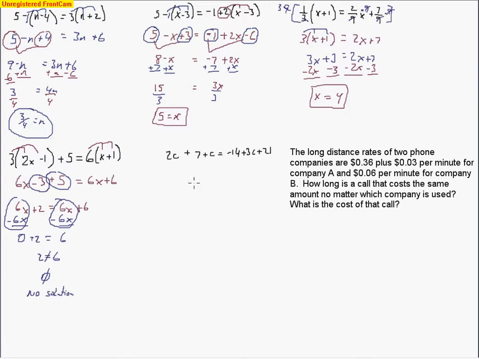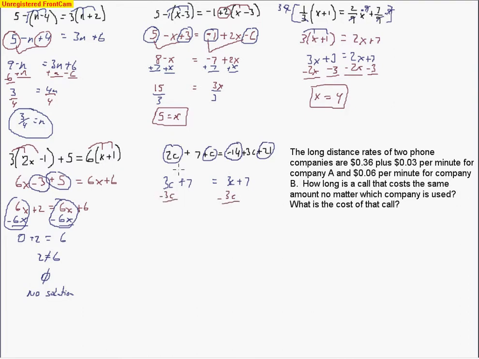The next one's a little bit different, so let's see. Combine some like terms first. We have 3c plus 7. On this side, combine the like terms, and I have equals 3c plus 7. Well, when I go ahead and subtract the 3c from both sides, I end up with a different scenario.